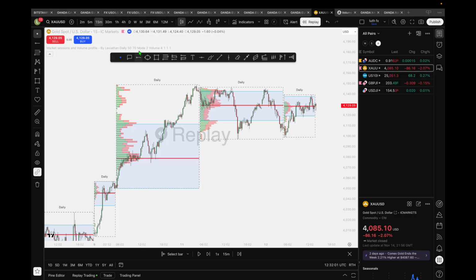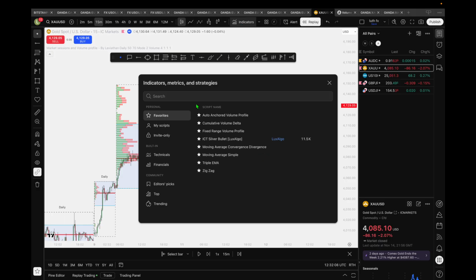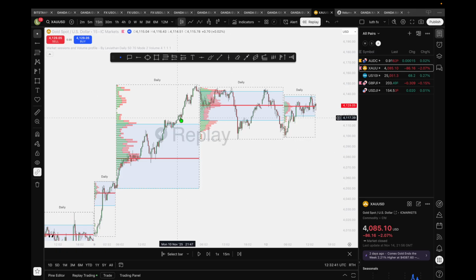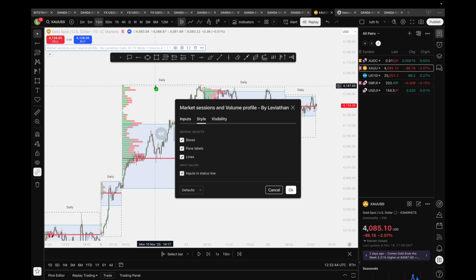If you want to apply this indicator on the chart, you can easily come to indicators and just search for market session volume profile. You can see this is made by Leviathan, sorry, Leviathan Capital. I'm not sure, but doing my research, this is the guy I found this indicator from in the community, and it was pretty good. So this is it. You can apply this and immediately you do it, you automatically get this on your chart, and there's a lot of customizations that you can do on this.